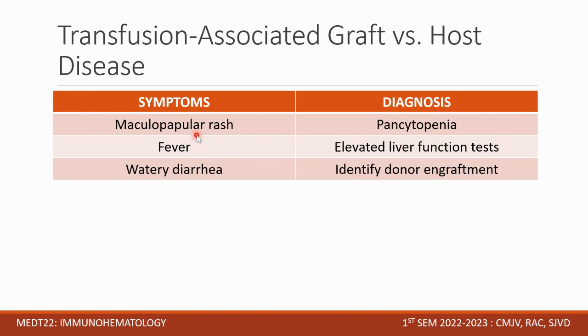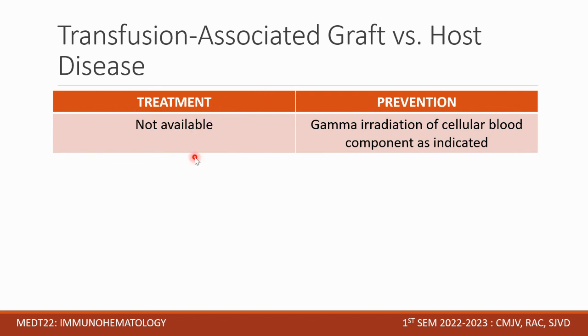So we have, okay, for the symptoms, you can have maculopapular rash, you have fever, watery diarrhea. And then for the diagnosis, we can see pancytopenia, elevated ang liver function tests, and we can also identify donor engraftment. For the treatment, there are no treatments available, but we can prevent it by using gamma irradiated blood component.